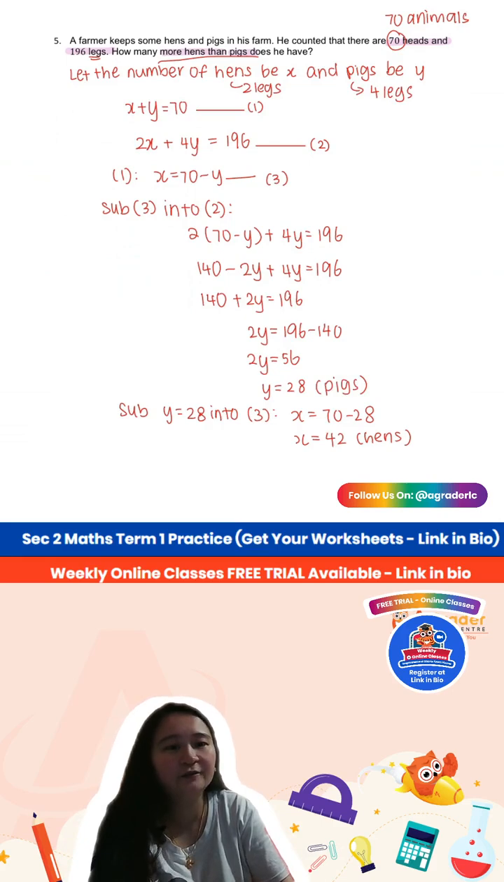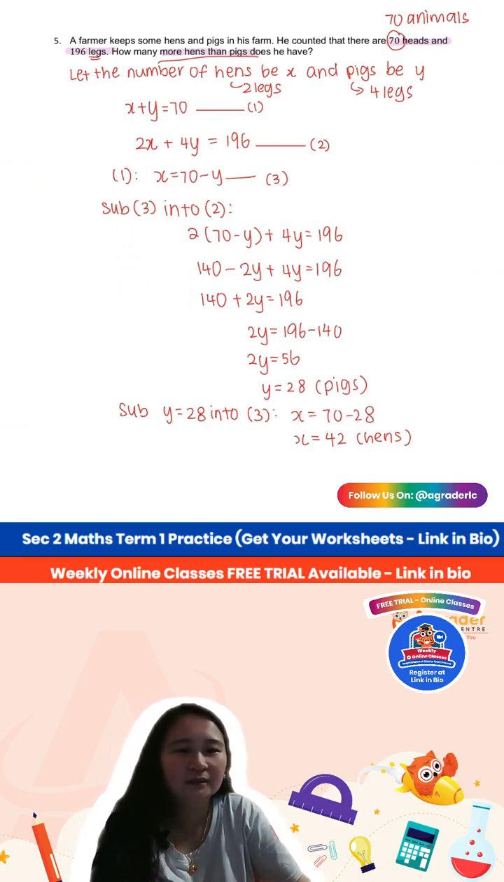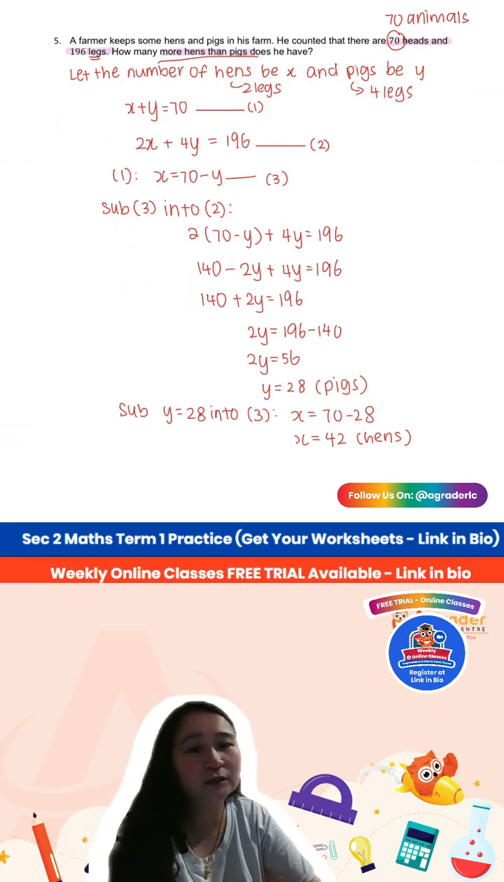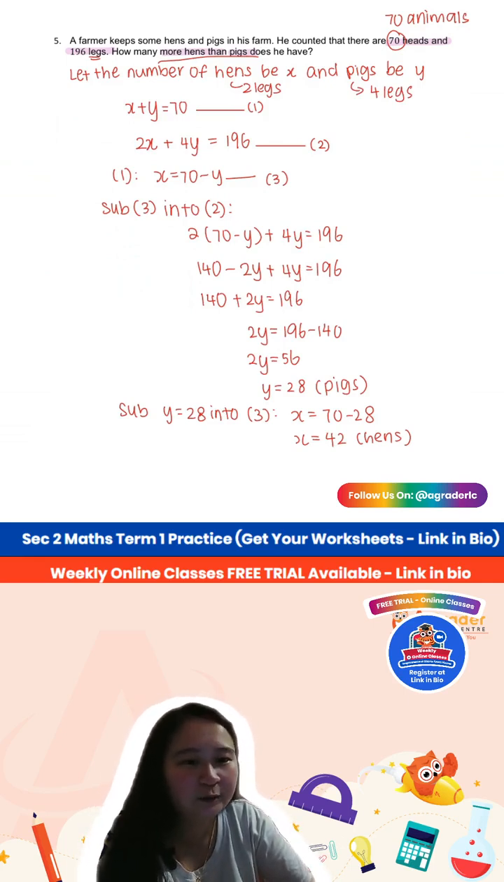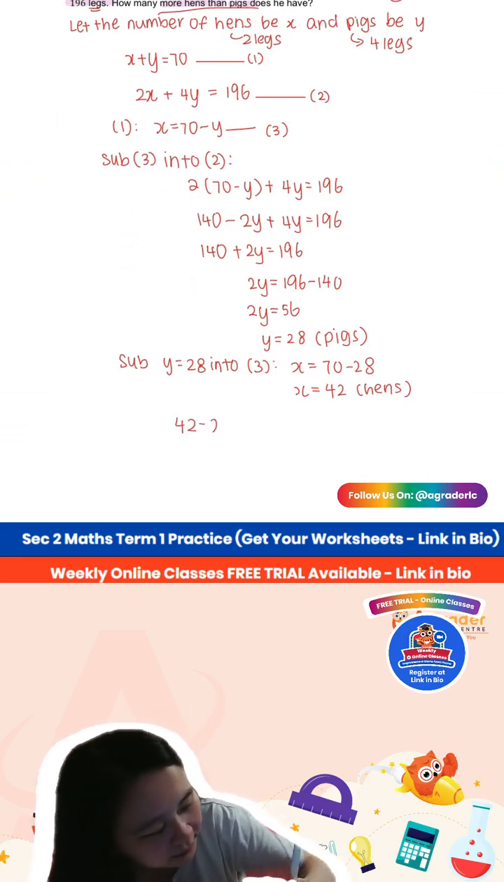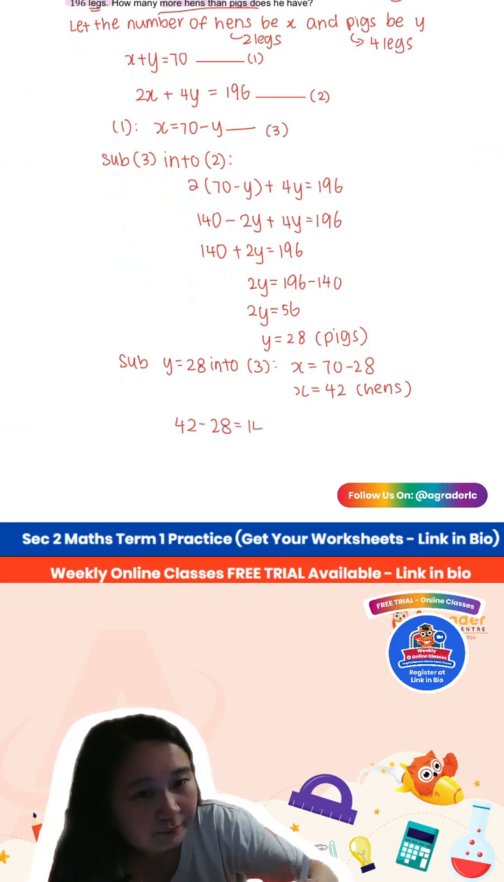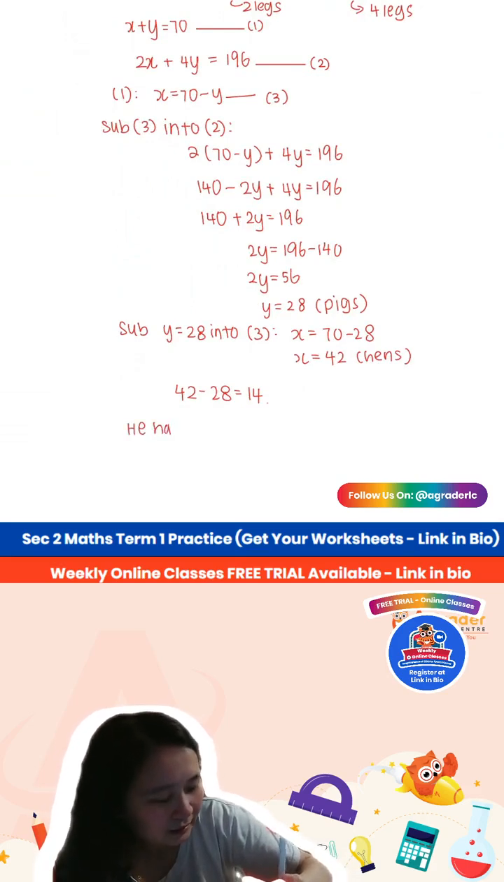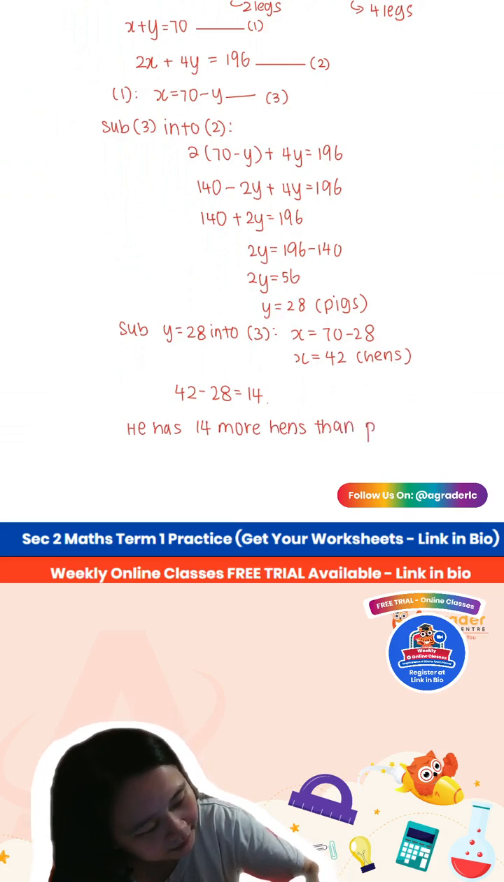So they are finding the difference. Yep, it can be done another way, just that for now, we are doing this question using simultaneous equations. So you take 42 minus 28 to find the difference. He has 14 more hens than pigs.